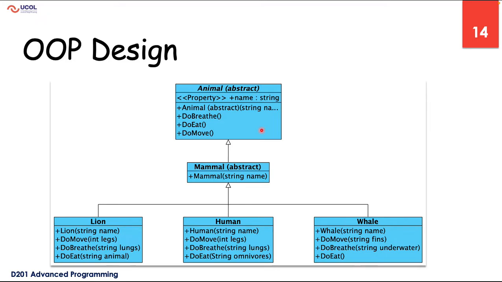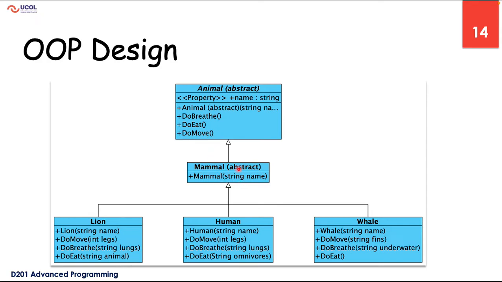If I ask you to develop the documentation and develop the class diagram to show the relationship between different classes and what attributes they have, then you can use that software. So here we have the animal class, which has the property name of the string type. We also have the animal constructor, which takes the string value and initializes the name of that class. Do breathe, do eat, and do move.